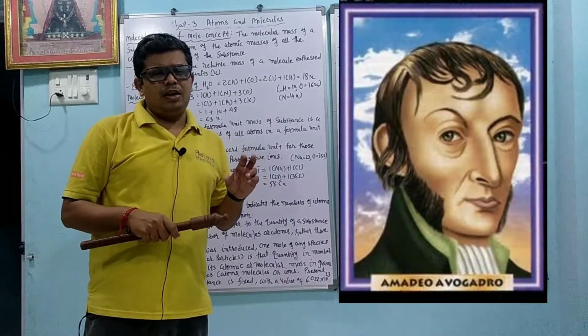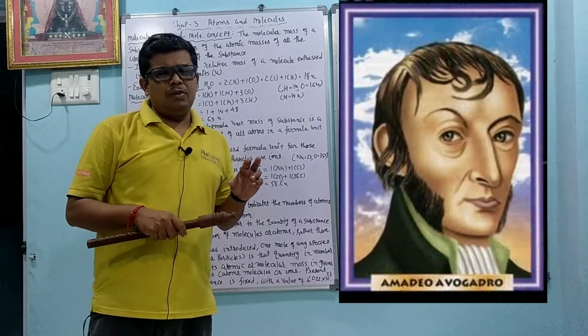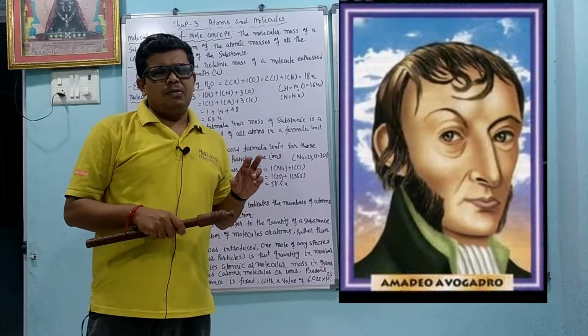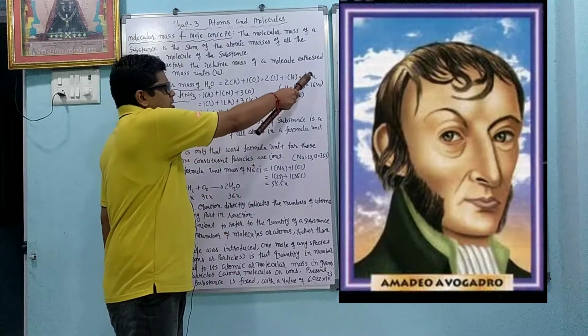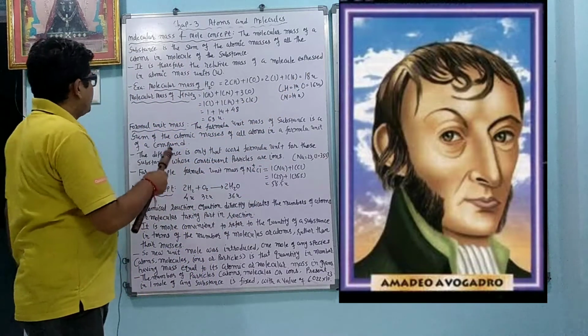In physics, mass and weight are different. But in chemistry we consider mass and weight to be almost the same. Or instead of 18, you can also write 18 gram per mole.